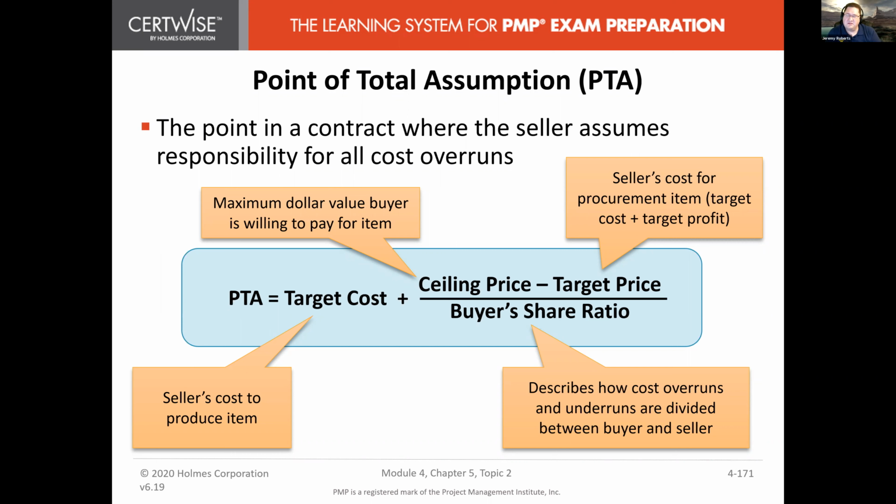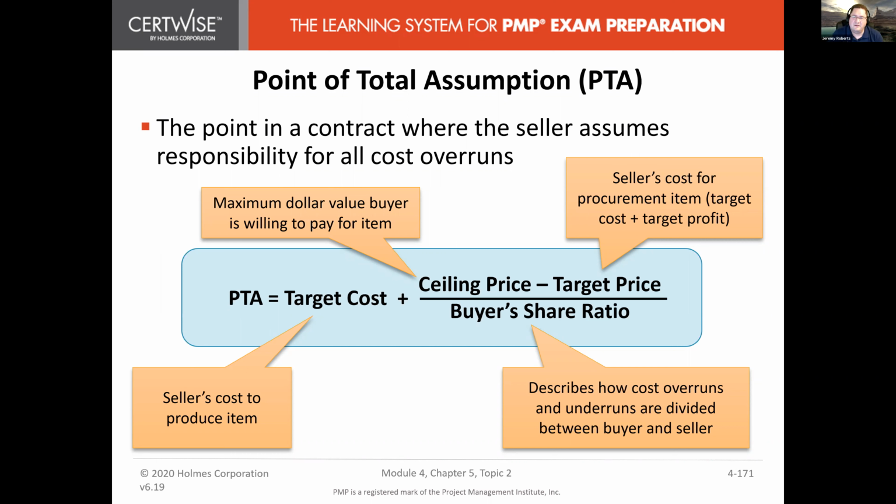But, target cost plus your ceiling price, so your maximum price minus your target price, divided by the buyer's share ratio. Yeah, so if you as the buyer are going to share the cost overruns 50-50 with your seller. This makes sense? I'm just running this through my head and it makes sense to me, but I know this is new to you guys. Okay. I have no head shaking yes.